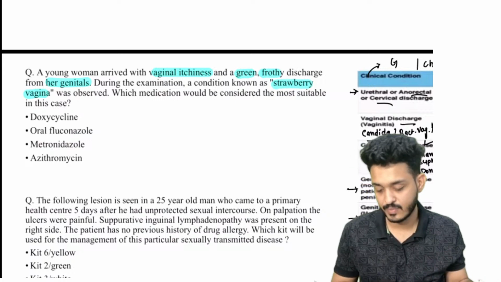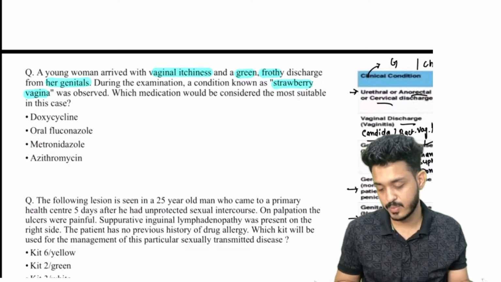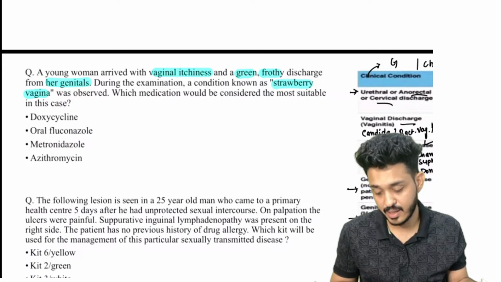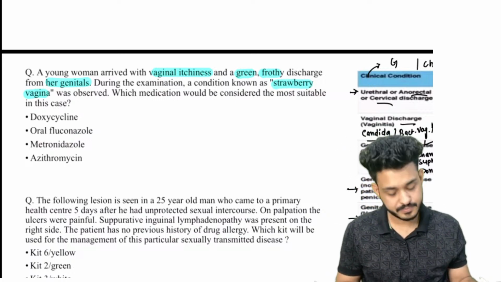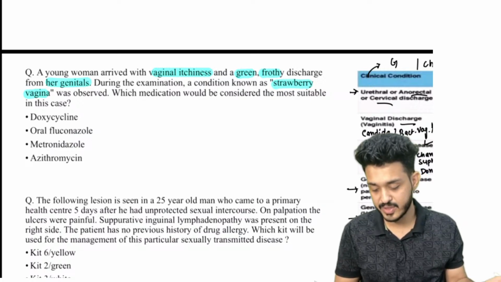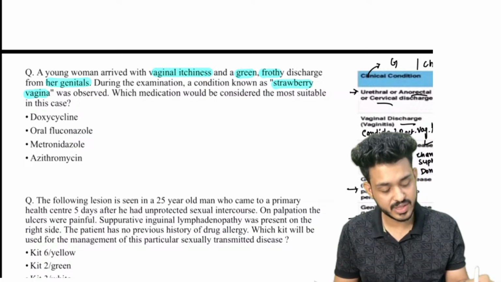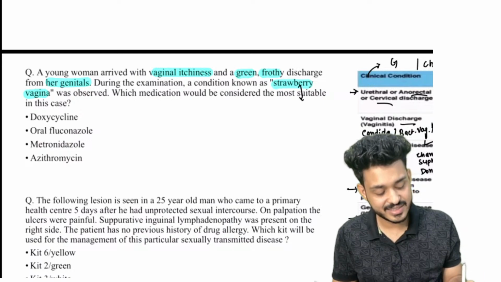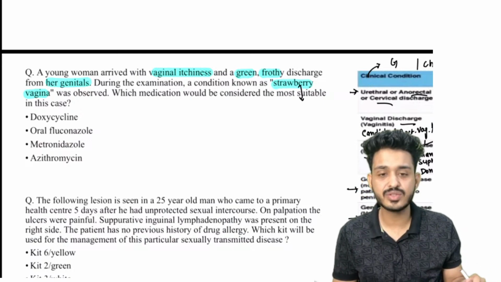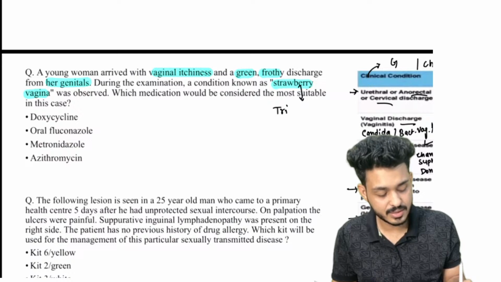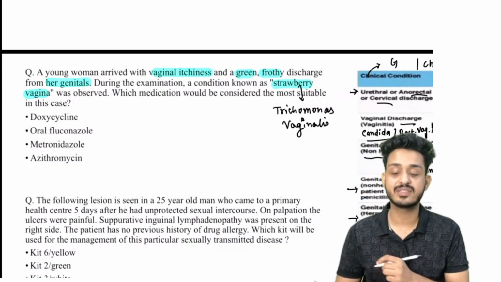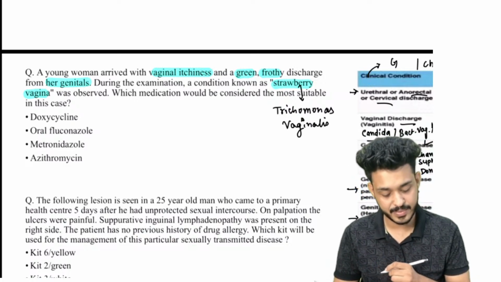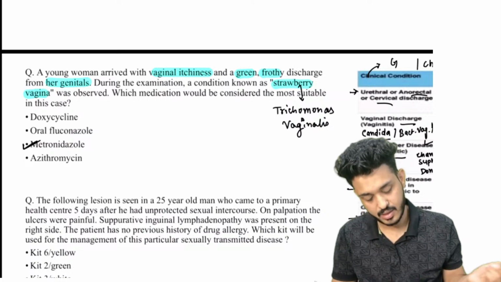What is the drug of choice that you will be using over here, guys? Strawberry vagina is due to Trichomonas vaginalis, and the drug that you will be utilizing here will be metronidazole.